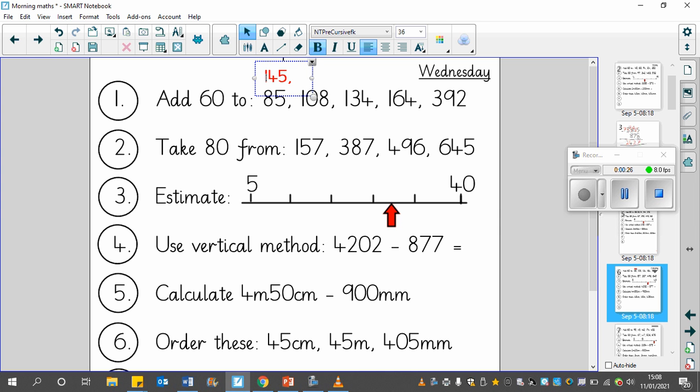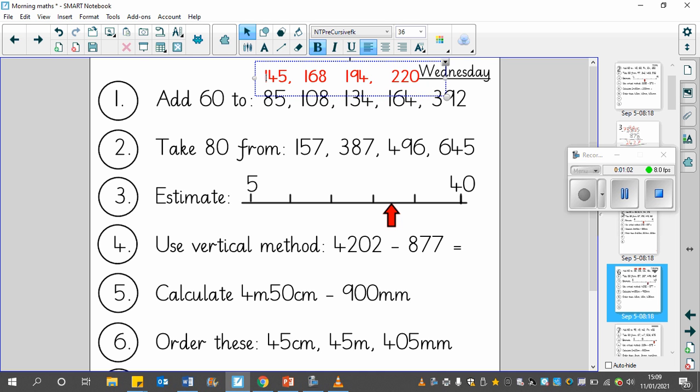108. Now remember the ones don't change, so therefore the 8 will go there, and then 100 plus 60 is of course 160, so the answer is 168. 134 now. Well, 130 add 60 is 190, and remember the ones don't change, so therefore the answer is 194.